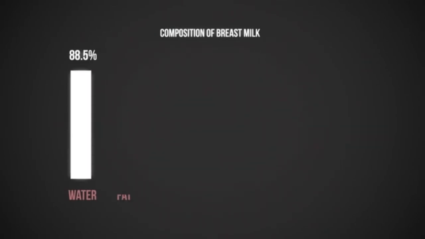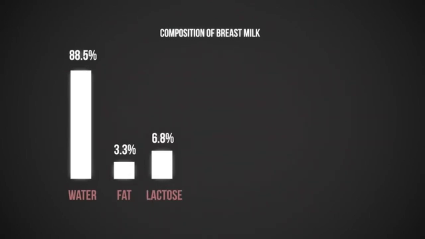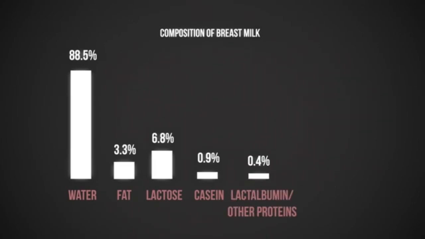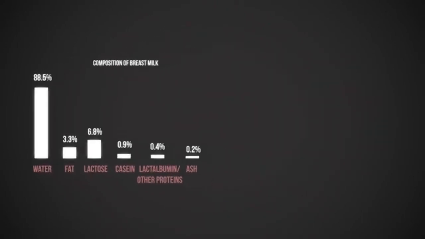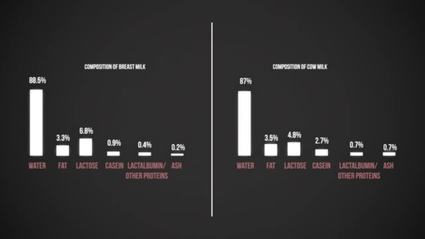So what is the composition of breast milk? Well, human milk is about 88.5% water, 3.3% fat, 6.8% lactose, which is the main carbohydrate in milk, 0.9% casein, the main protein, 0.4% of lactalbumin and other proteins, and 0.2% of ash, which is the minerals such as calcium. And it is interesting to compare this to the composition of cow's milk.